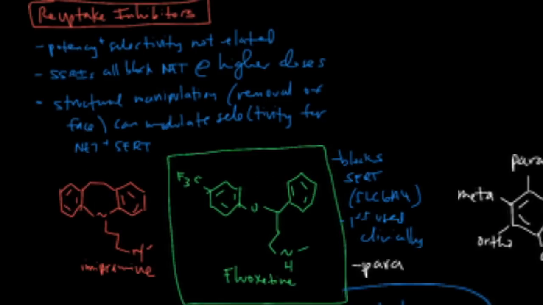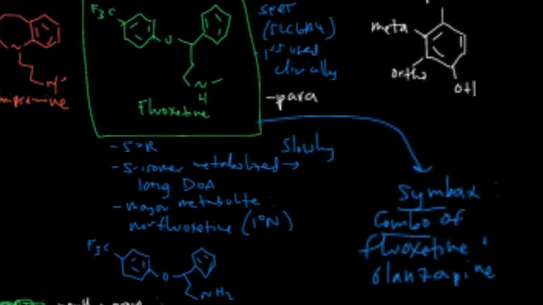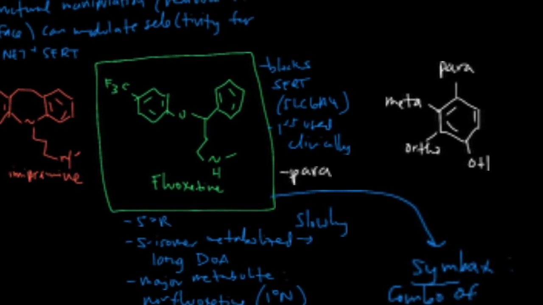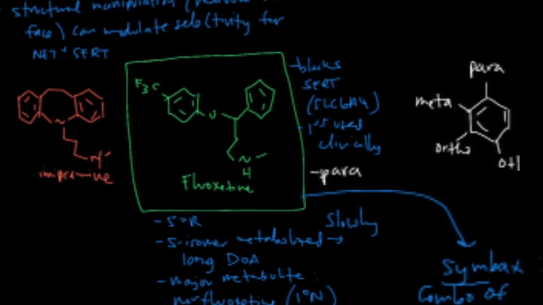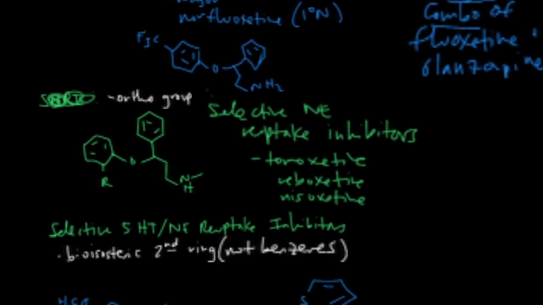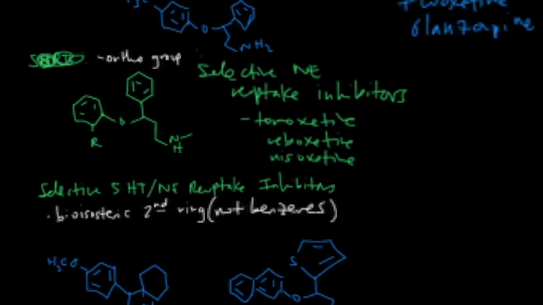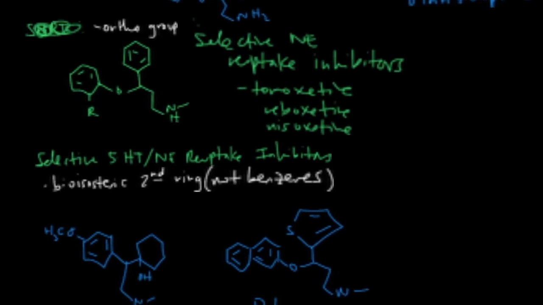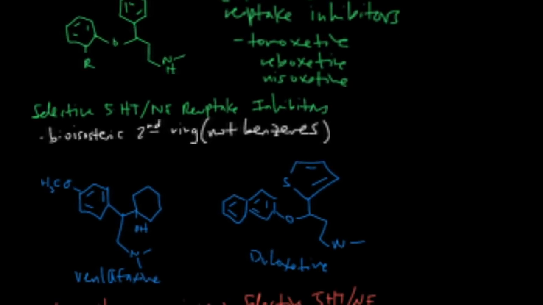So, reuptake inhibitors. Fluoxetine is your prototype SSRI. Fluoxetine has the substituent group para to the oxygen, whereas your selective norepinephrine reuptake inhibitors have the group ortho to the oxygen. Selective serotonin norepinephrine reuptake inhibitors have a bioisosteric second ring, which is not a benzene. So if the second ring is not a benzene, then it's probably a selective serotonin norepinephrine reuptake inhibitor, like venlafaxine and duloxetine.